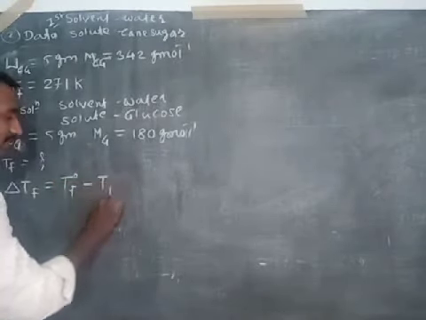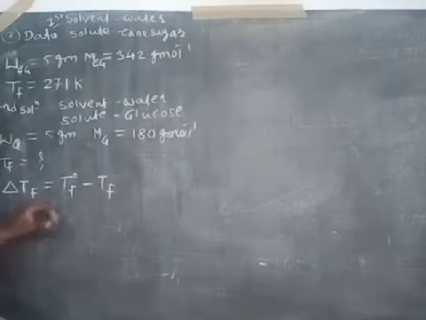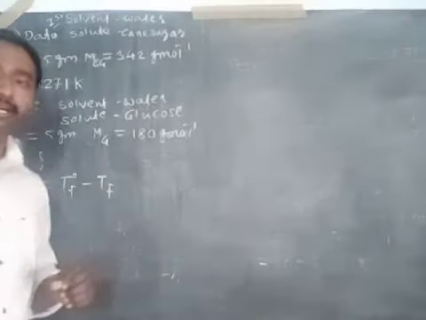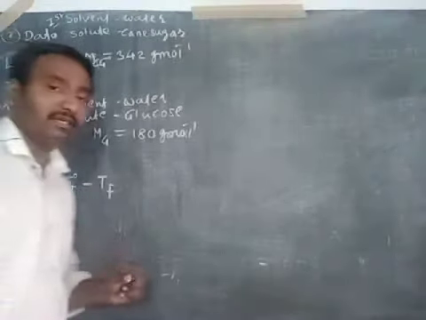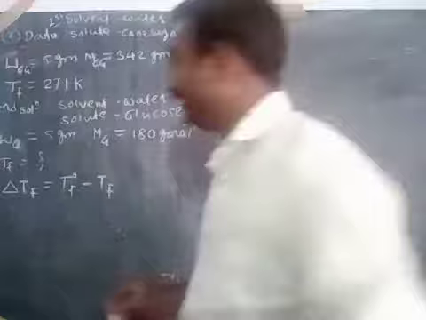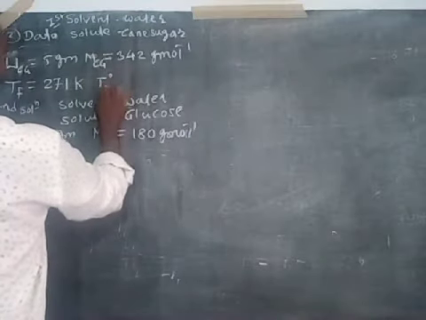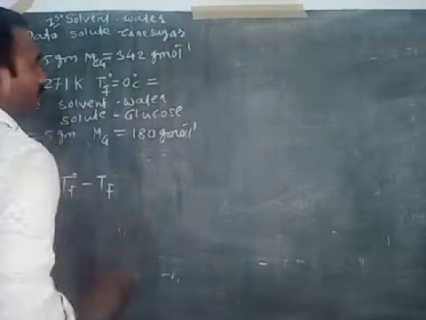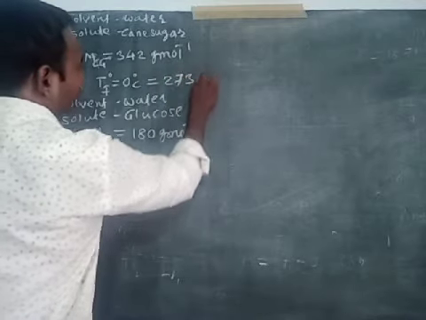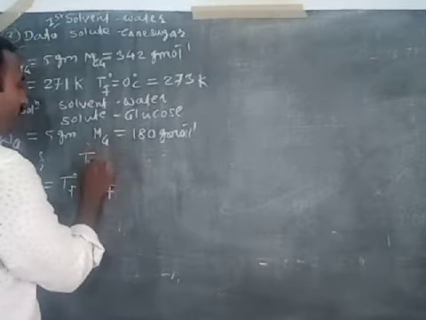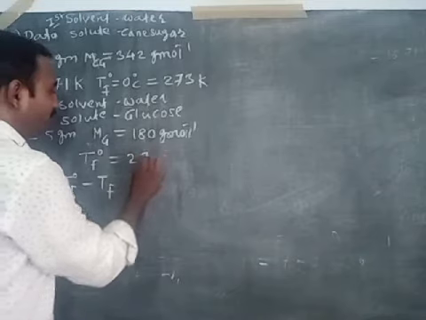T0F minus TF. But here we don't have the value of T0F and we don't have the value of TF also. Then how to calculate the value of T0F? T0F is the freezing point of the pure solvent, and here the solvent is water in both cases, and that's why the T0F value will be the freezing point of water, and the freezing point of water is 0 degree Celsius, that means 273 Kelvin. Here also the T0F value will be 273 Kelvin.